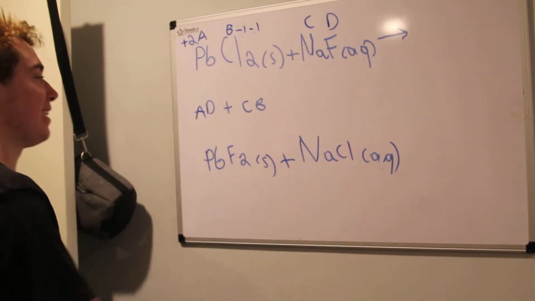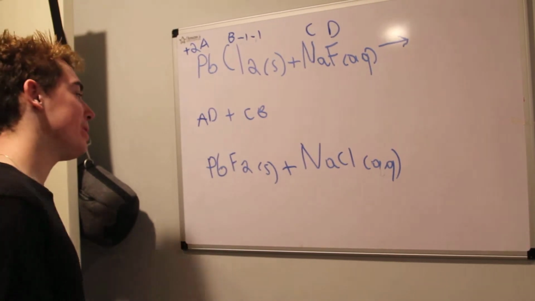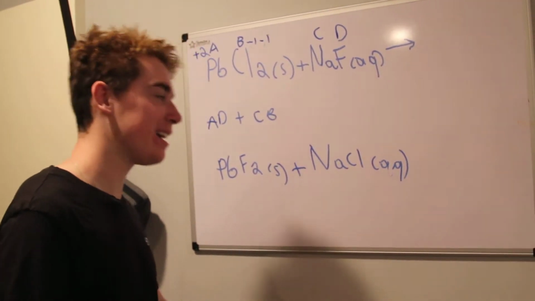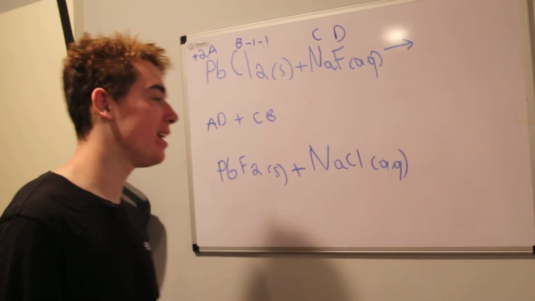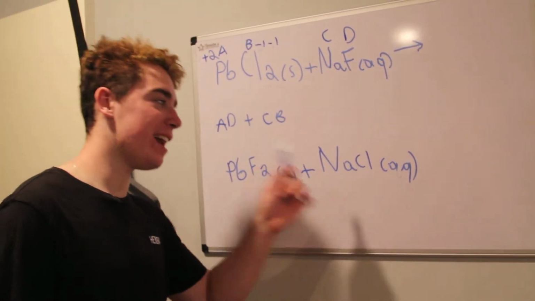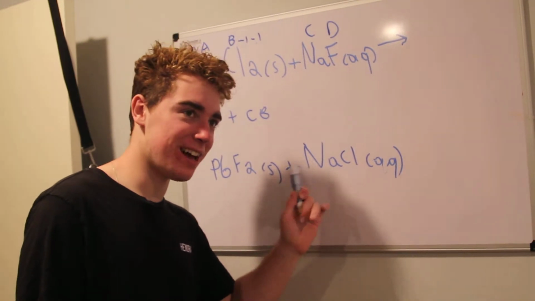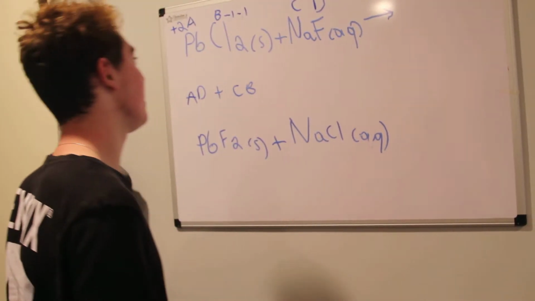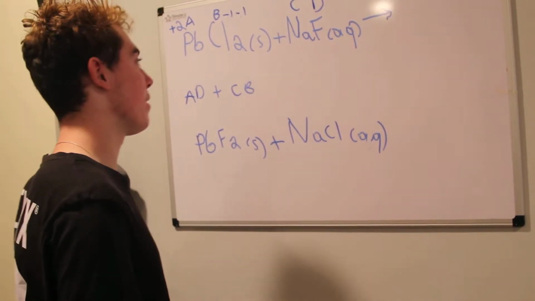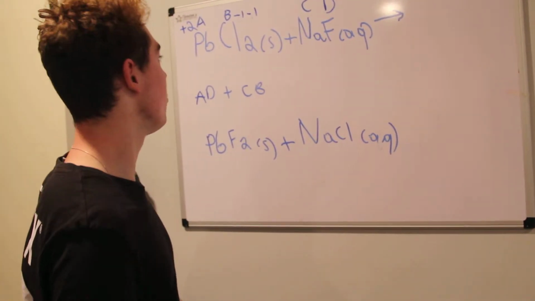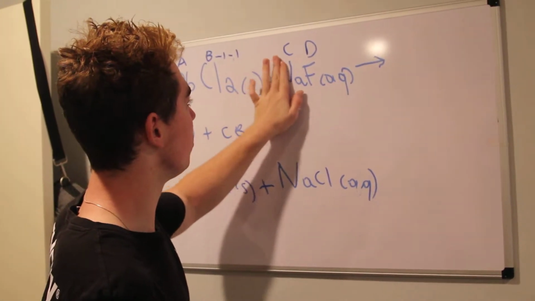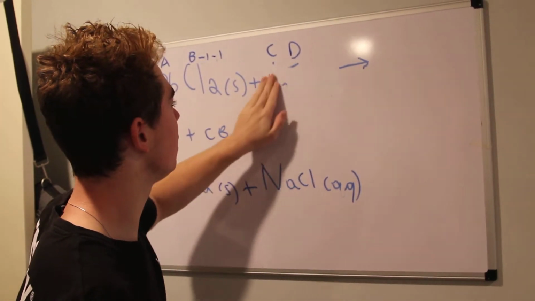Now, after this, because solids, liquids, and gases cannot be separated, we break down the aqueous stuff into its ions. So we would break this up when writing the whole complete ionic equation. We would rewrite this, this would be the same, and this would change.